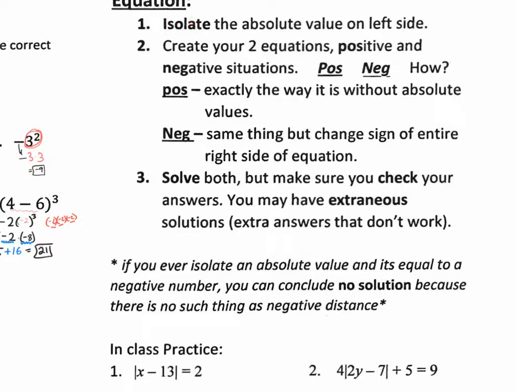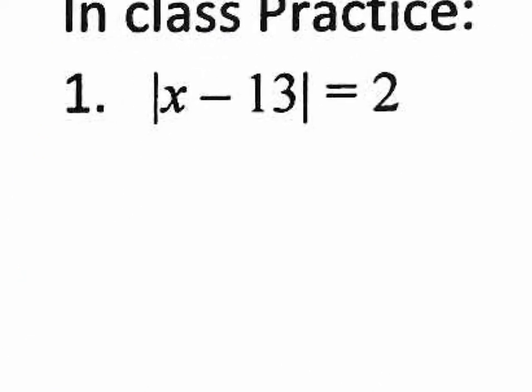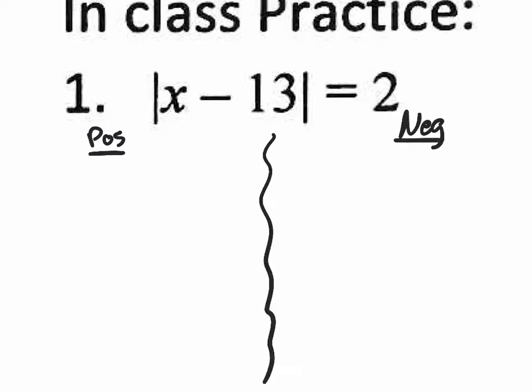So if it's already isolated, we move on to step 2, and that's to create your two equations, the positive and negative situations. How? Well, the positive situation, we said it was exactly the way it is without the absolute values. That's how we're going to write the positive situation. And the negative situation is the same thing, but change the sign of the entire right side of the equation. All right? So let's go to number 1, and since it's already isolated, I could jump right into the positive and the negative situations. I'm going to put a squiggly line between the two.